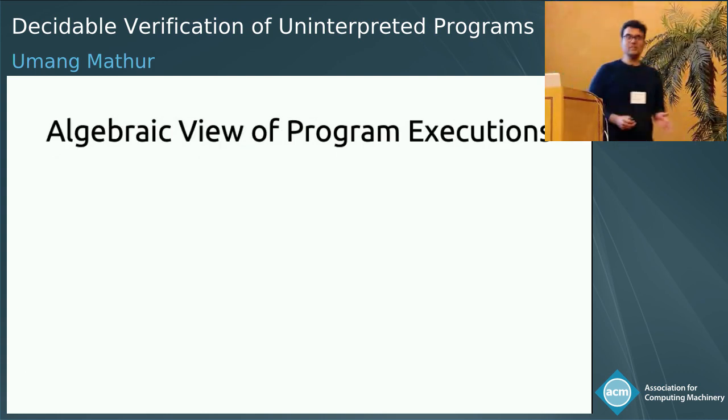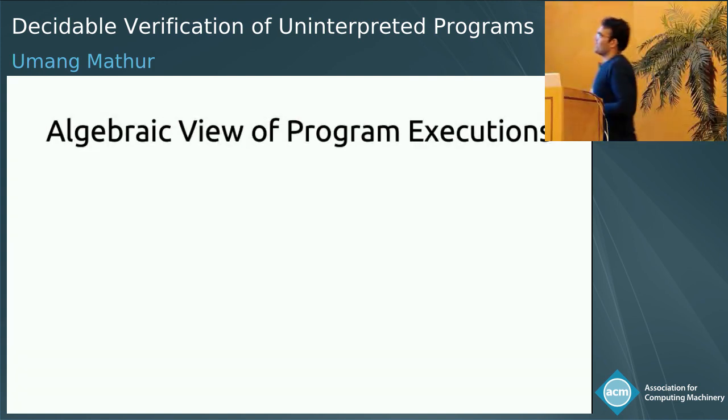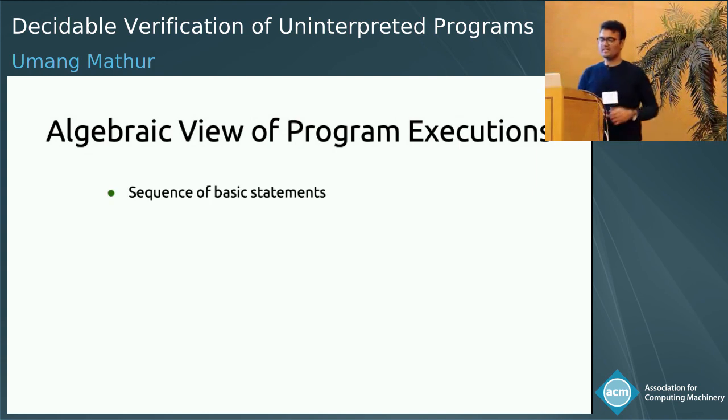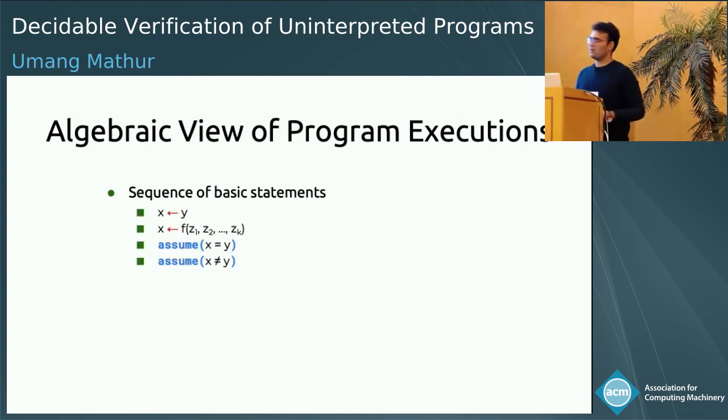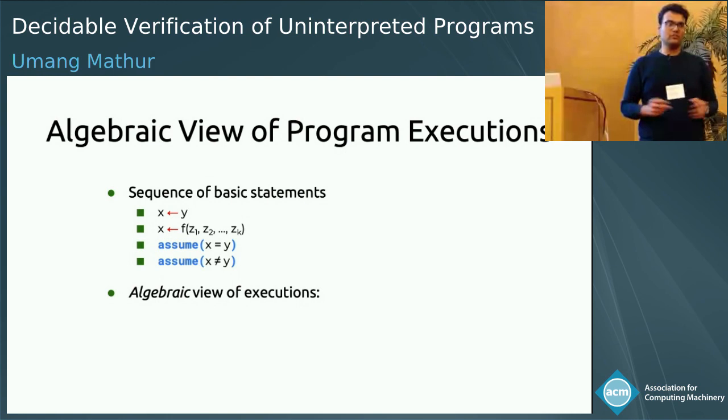So let's look at executions of uninterpreted programs, and this is essential to understand coherence. Executions of such programs are essentially sequences of basic statements. Basic statements are assignments or assumptions, and all other statements essentially compile down to these two kinds of statements. With every execution, we can associate an algebraic view.